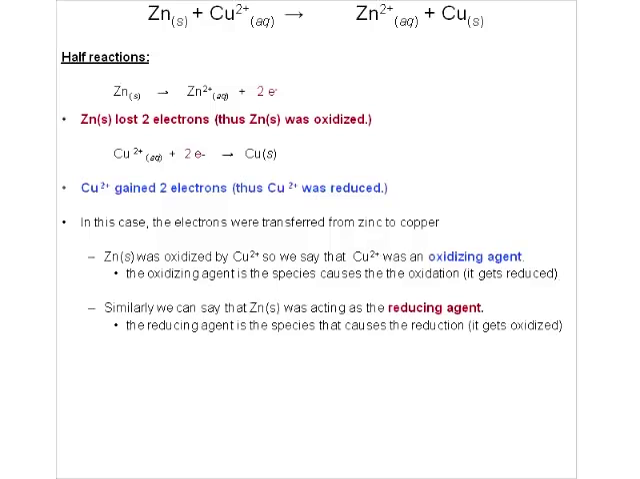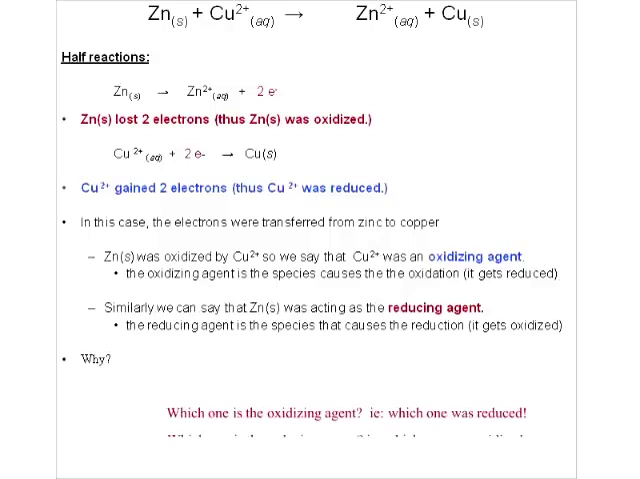Similarly, we might look at it from the other perspective and ask, what encouraged copper to want to gain electrons? In other words, what encouraged copper to be reduced? That would be what we refer to as the reducing agent. What's causing the reduction? In this case, it's zinc. Zinc is the one that wants to get rid of these electrons. So zinc is encouraging copper to take these electrons. So it's the reducing agent. Playing with words, playing with words.